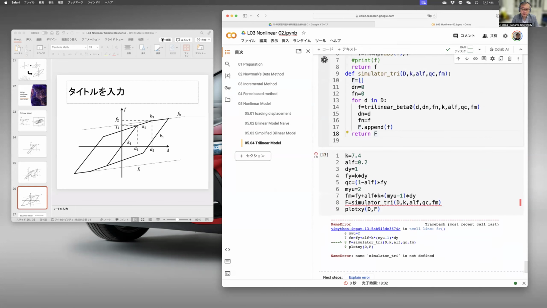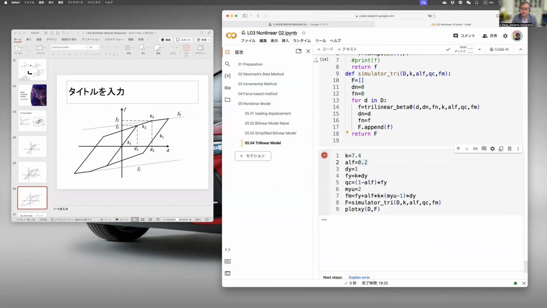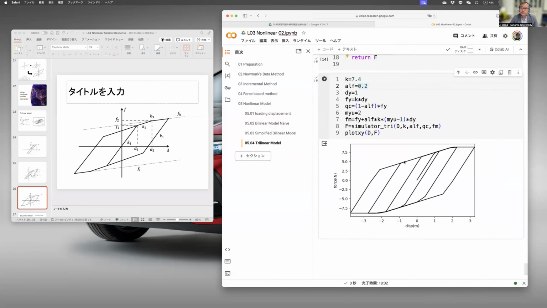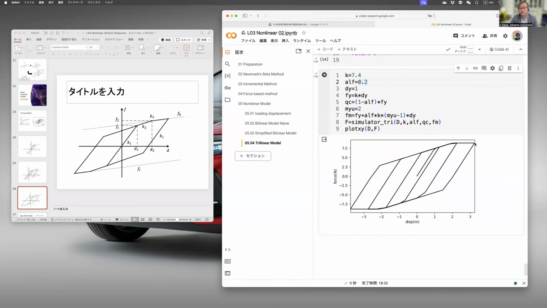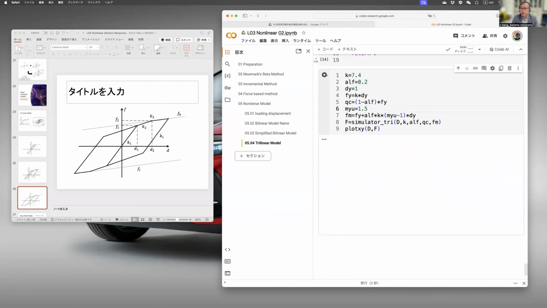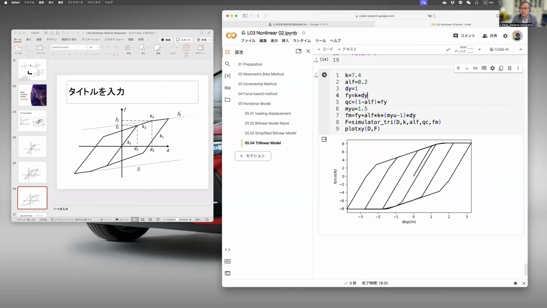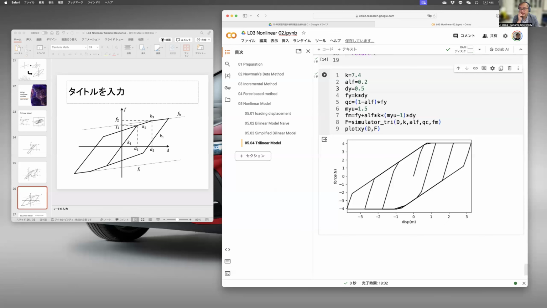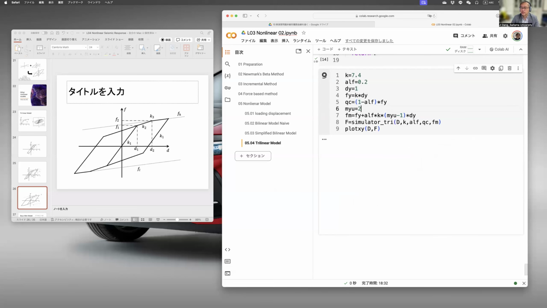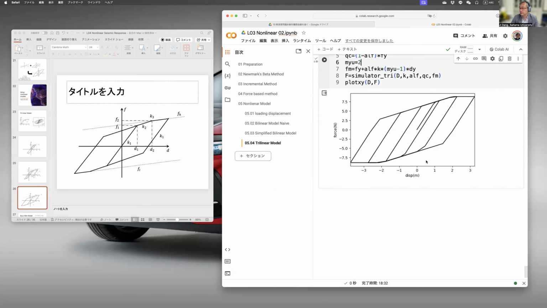Oh, simulate this one, right? So the second gradient is 0 type. So if I say mu is 1.5 smaller, or say dy is 0.5, right? Sometimes you can simulate something like this. You can get a trilinear model.